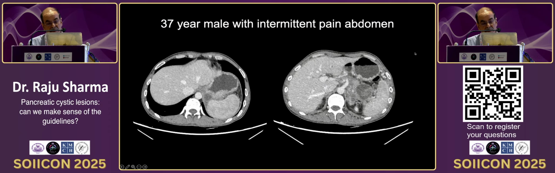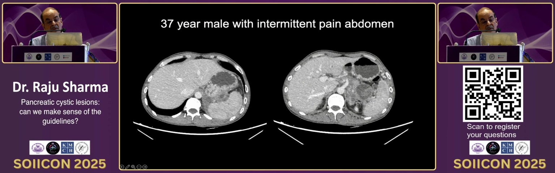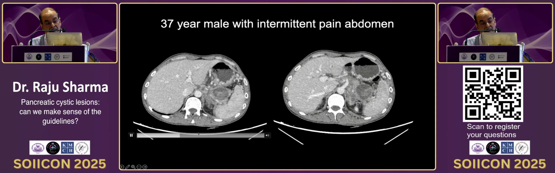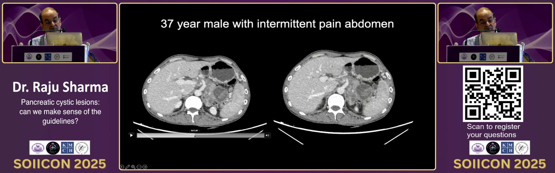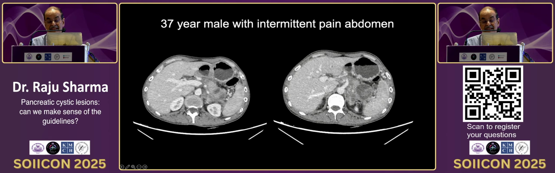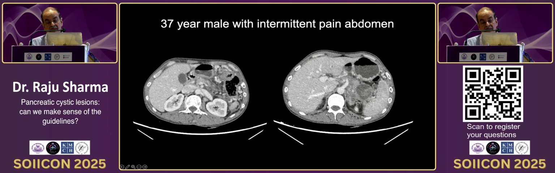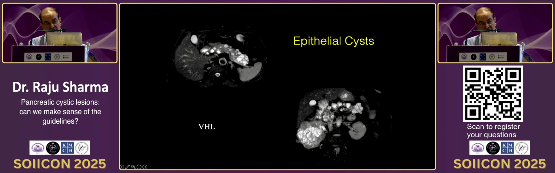It's not uncommon to see lesions like this, where the history of pancreatitis is not available, and you have this heterogeneous lesion with some solid-looking areas within the lesion in the tail of the pancreas, and then sometimes it may become difficult to distinguish between pancreatitis-related and neoplastic cystic lesions.